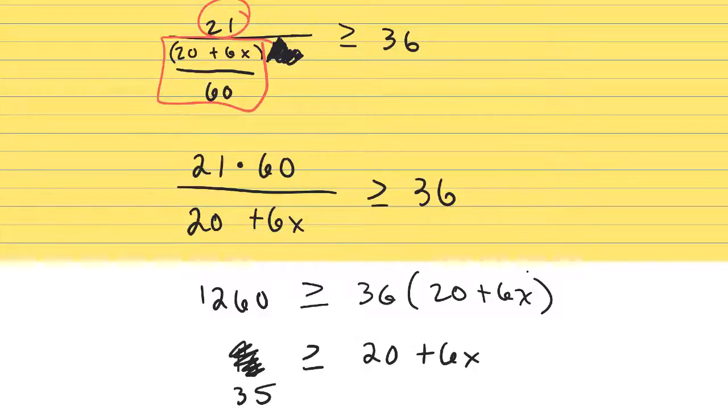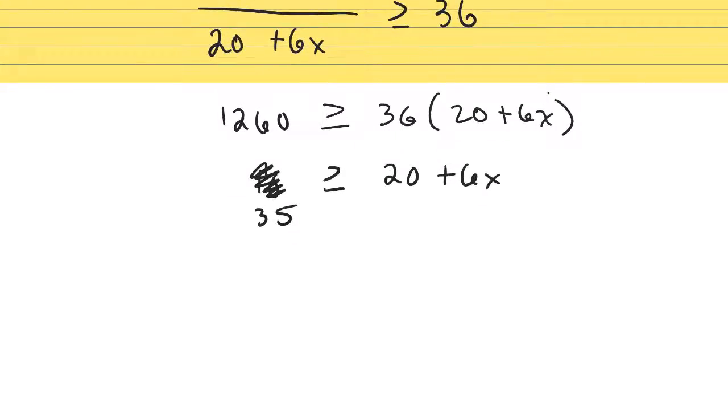And you said, you're crazy, it's 1260, not 360. And that makes sense now, because when we take the 20 away, we get a 15. Right? And we get 15 is greater than 6x. And now the answer makes sense.